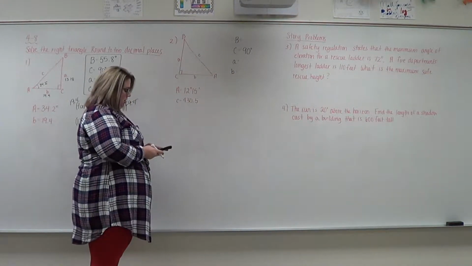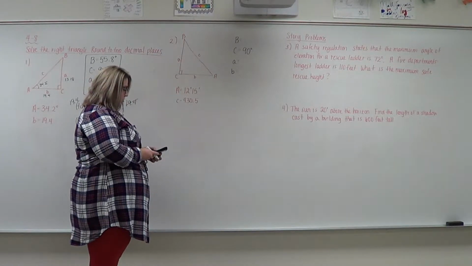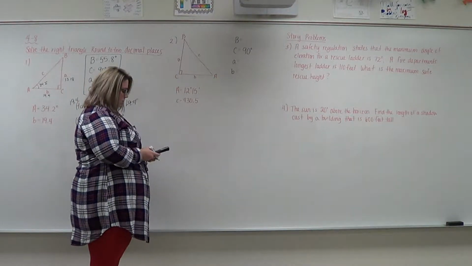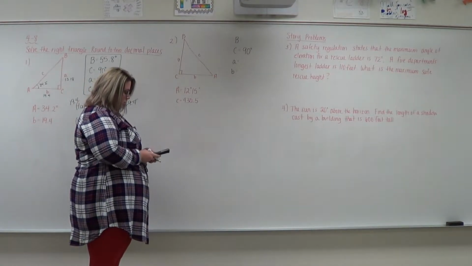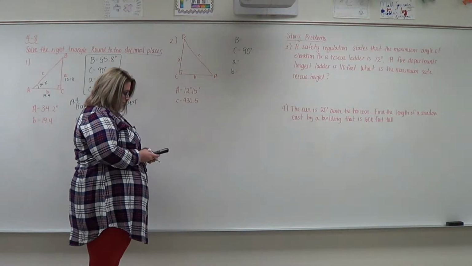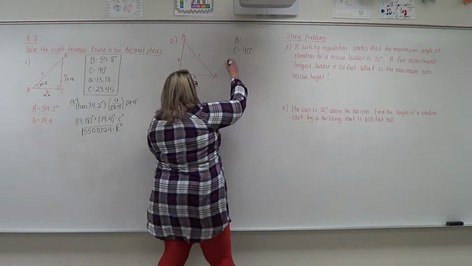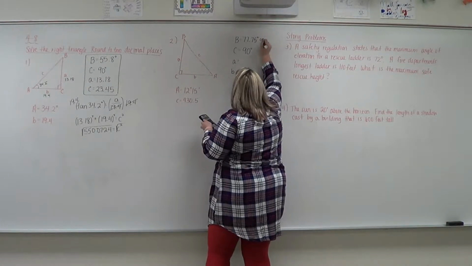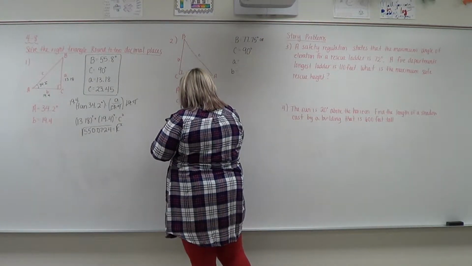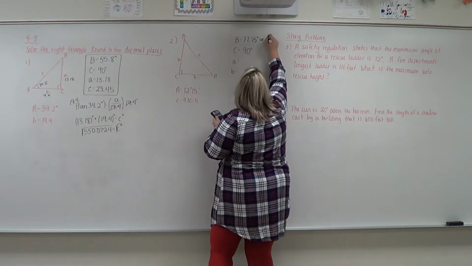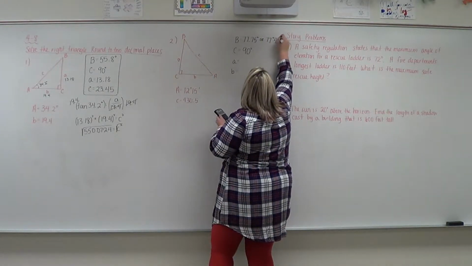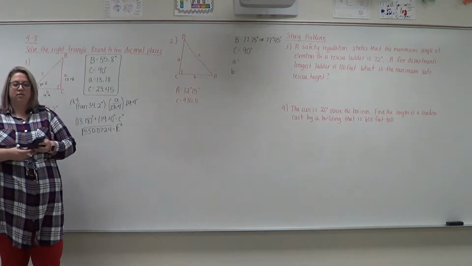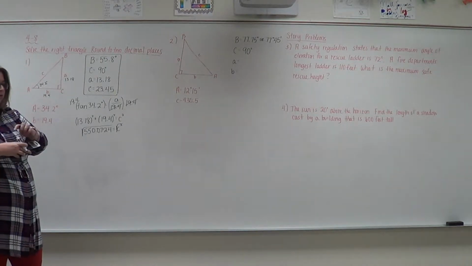Okay, so how did you find angle B? Take 180 minus 90 minus 12 degrees and 15 minutes. So you can put it as 77.75 degrees, or if you want to convert it to degrees and minutes, that would be 77 degrees, 45 minutes. Either way is fine. Does everybody remember how to do degrees, minutes, and seconds? It's right next to your arrow.